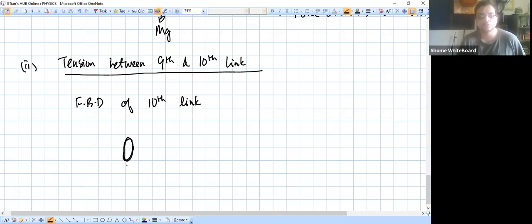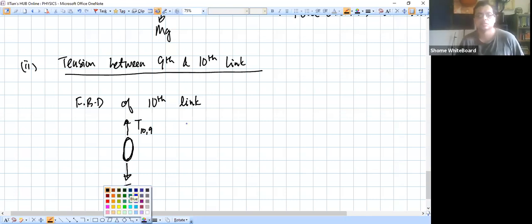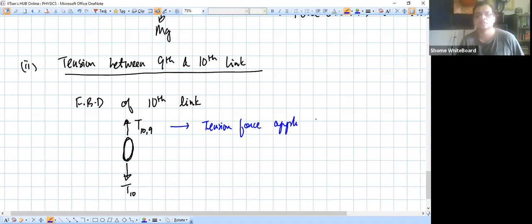So what is happening? From below, the block is pulling it down with this. This is equal and opposite to the force we had shown above. Whereas from above, the 9th link is applying a force of this on it. This is the tension force applied by the 9th link on the 10th.